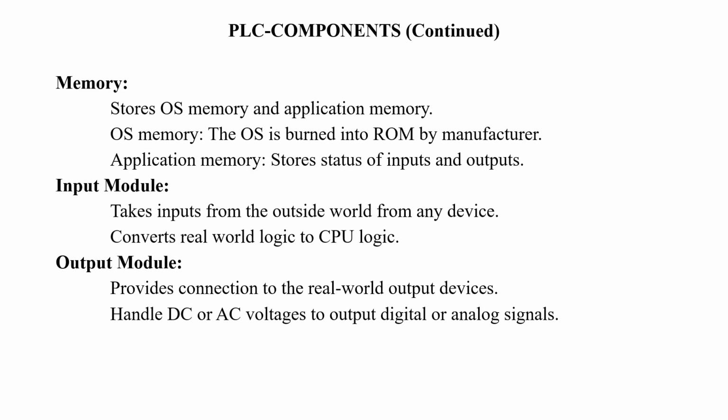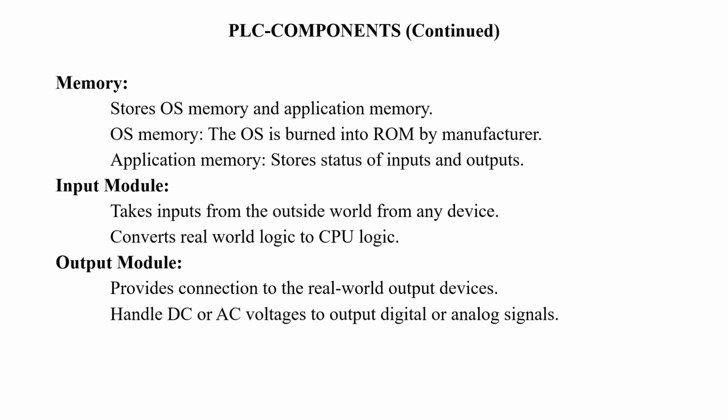Followed by the CPU, next is the memory, which stores the OS memory and application memory. OS memory is memory that is burnt into ROM by the manufacturer, and application memory stores the status of inputs and outputs. Then next is the input module, which takes the input from the outside world from any device, especially from the plant using a sensor, and it converts the real world logic to CPU logic, that is, a machine understandable form.